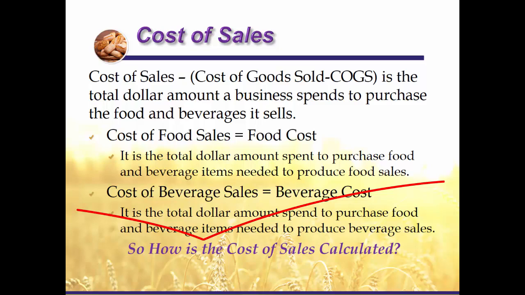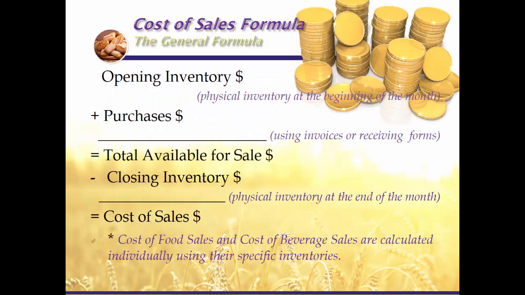So, how are these cost of sales calculated? Basically we use the COGS, the cost of sales formula, or the cost of goods sold formula. This general formula can be found on page 130. We do it for all food and beverage, but they both use the same formula. What we have up here is the food one.